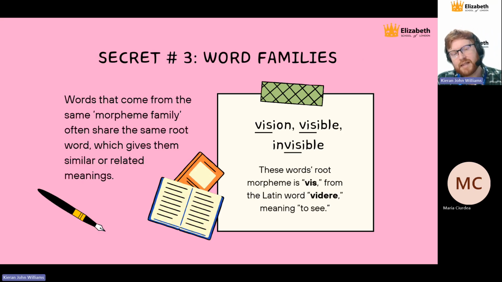All right. So this leads us into the next part then, which is called word families. Words that come from the same family, like vision, visible, and invisible, they all have the same root, so that helps them all to have the same meaning and the same spelling. So, like it tells us here, they all have the morpheme vis, which comes from the Latin word videre, which means to see. Do you have this in your language?